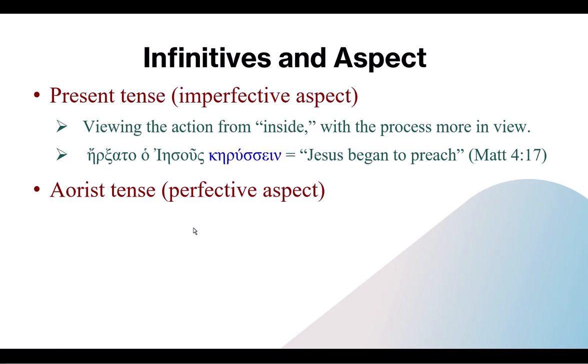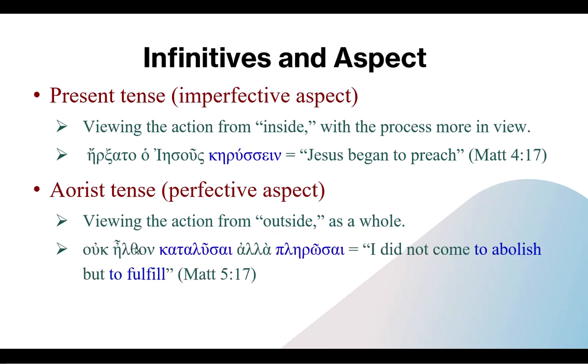For the aorist tense or perfective aspect, it's the same aspect as we've already covered. It's viewing the action from outside as a whole. So here we have Matthew 5:17: I did not come to abolish, but to fulfill. So we're not looking at these actions of abolish and fulfill so much as a process, but as a whole action. But in general, context always provides the exact nuance.